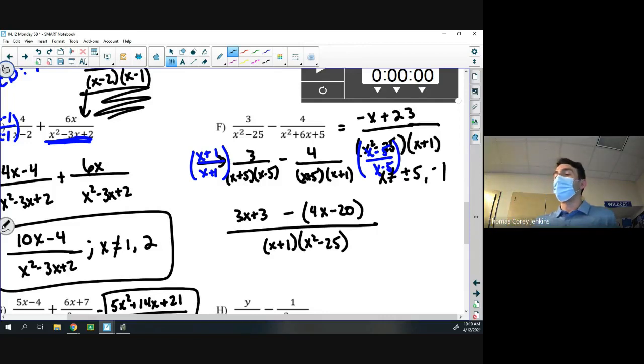Now, what a lot of people do, if you have a binomial after a minus sign, is, obviously the parentheses weren't there, I wrote them, but if you don't write the parentheses, they'll do 3x minus 4x is negative 1x, and then 3 minus 20 is negative 17. But remember, you need to distribute that negative through. The parentheses that I wrote up there make that more obvious. So anyways, 3x minus 4x gives me negative 1x, and then 3 minus negative 20 is 3 plus 20. So that's where I get the plus 23.